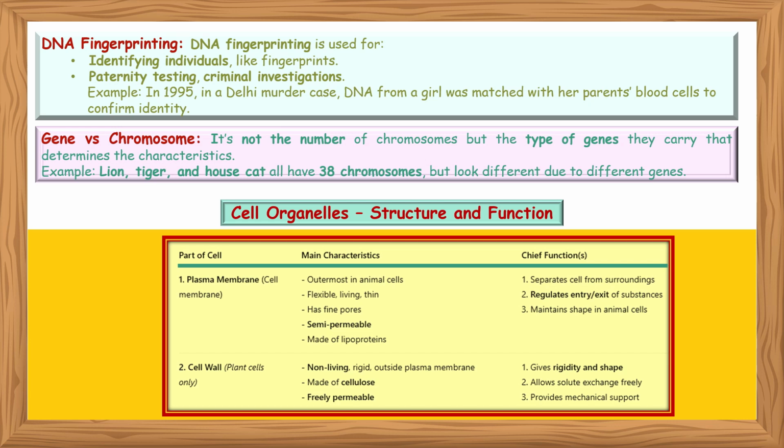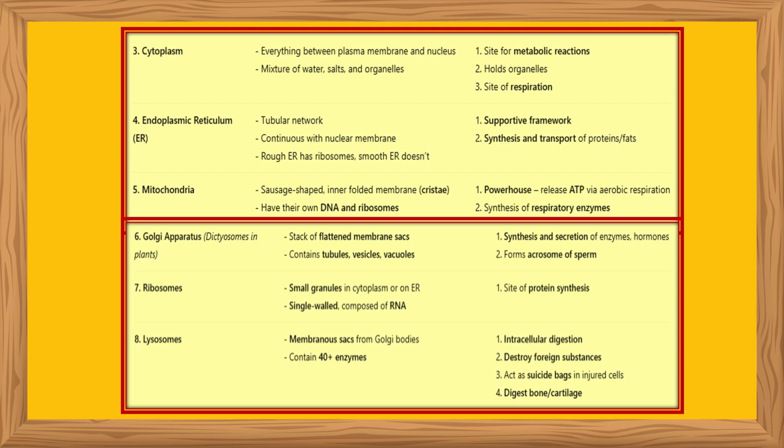It provides mechanical support. Cytoplasm: present between the plasma membrane and the nucleus, a mixture of water, salt and organelles. It is the site for metabolic reactions, holds organelles, and is the site of respiration. Endoplasmic reticulum: it forms a tubular network, a supportive framework, for synthesis and transport of proteins and fats.